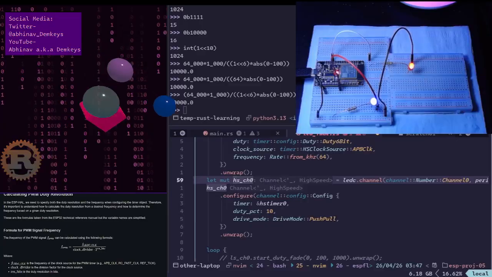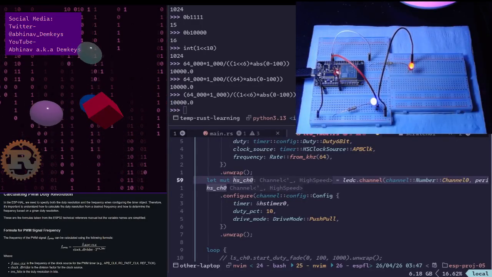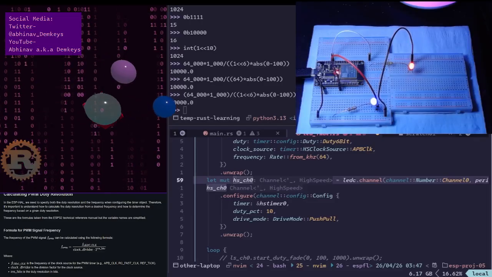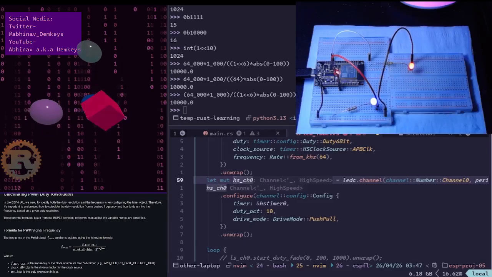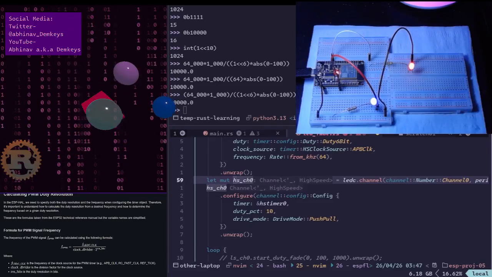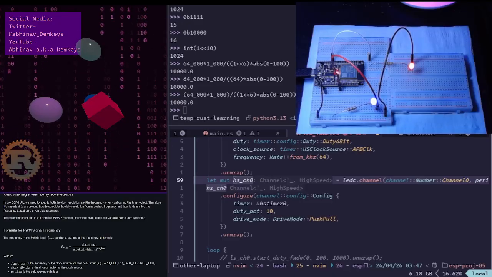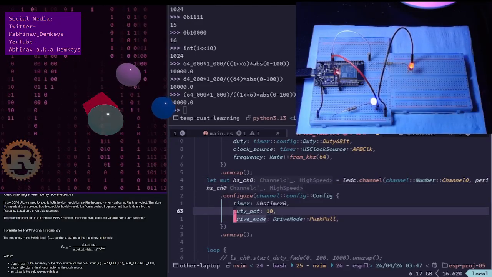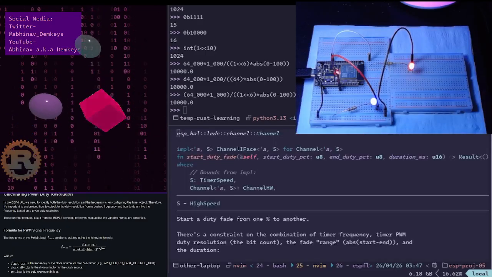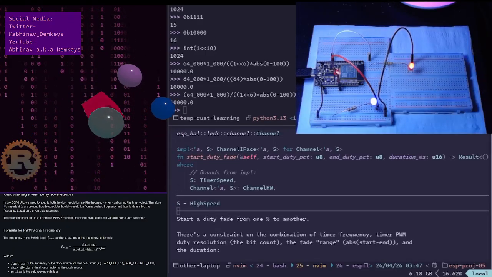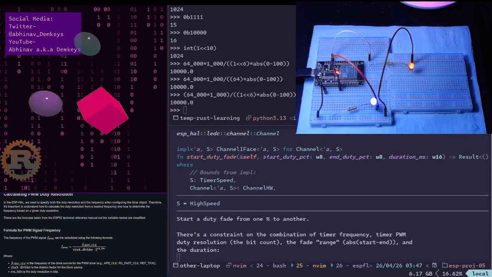Duty per cycle, okay, self dot so and so. Okay, I'm gonna need some time to read this and understand it because there's a bunch of things going on within this code. I haven't fully understood what possible problem we could run into here. Because it says, okay, there's a constraint on the combination of timer.